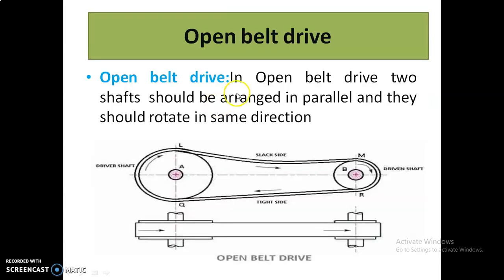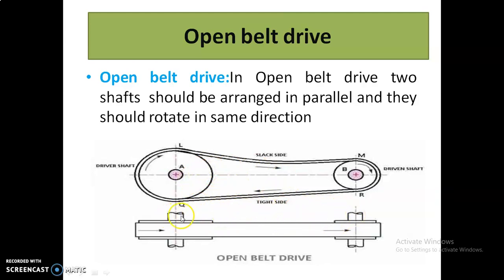Let us see. So open belt drive. What is open belt drive? What happens in the open belt drive? In open belt drive, two shafts should be arranged in parallel and they should rotate in the same direction. So observe the diagram carefully. See here, this is one shaft, this is another shaft.